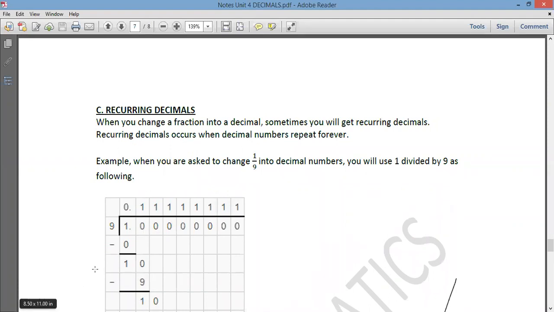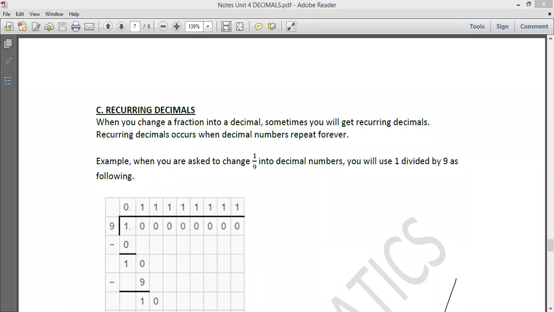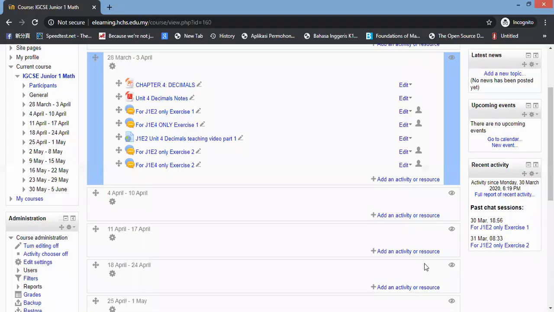Before I end this meeting, don't quit yet. I will teach you how to do the online quiz. Later you go and open your Moodle portal, the e-learning portal. Then you see here, for J1 E4 only, exercise 1, and another one for J1 E4 only, exercise 2. Please complete both exercises by today. You press on this link.